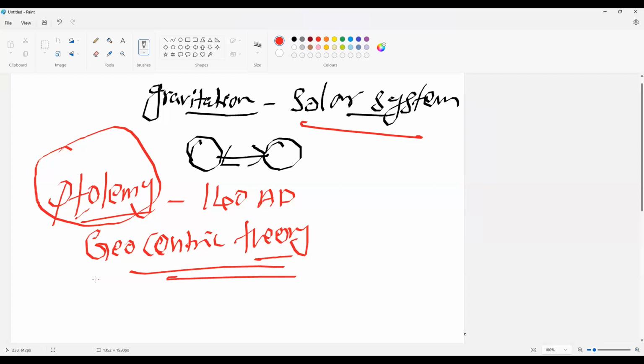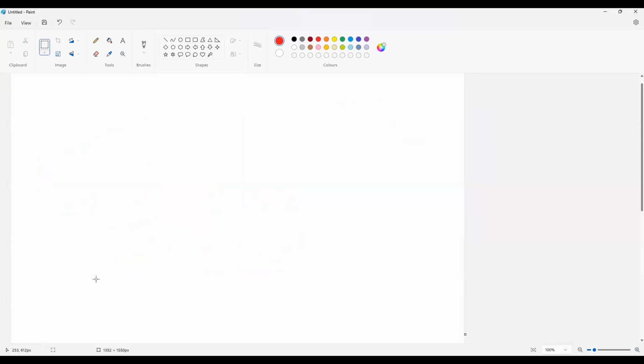Now, can I rub this? Do we agree with the geocentric theory? No. How have we not agreed to this? You would have heard about this scientist's name. I am sure you would have. I'm going to tell you a scientist's name here.